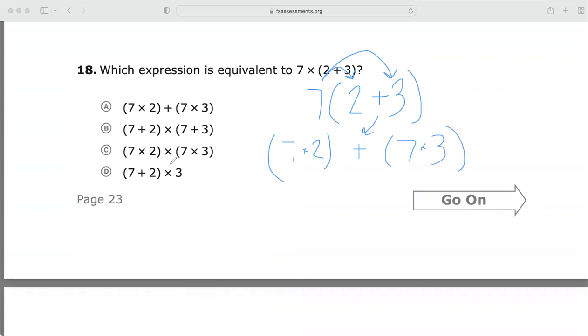So that's the distributive property. And no, it almost looks like this could be an answer, but there's a multiplication sign in the middle. So that is not it. This is not it. We are multiplying 7 times 2 and 3. So this would be the right answer, the first one, A.